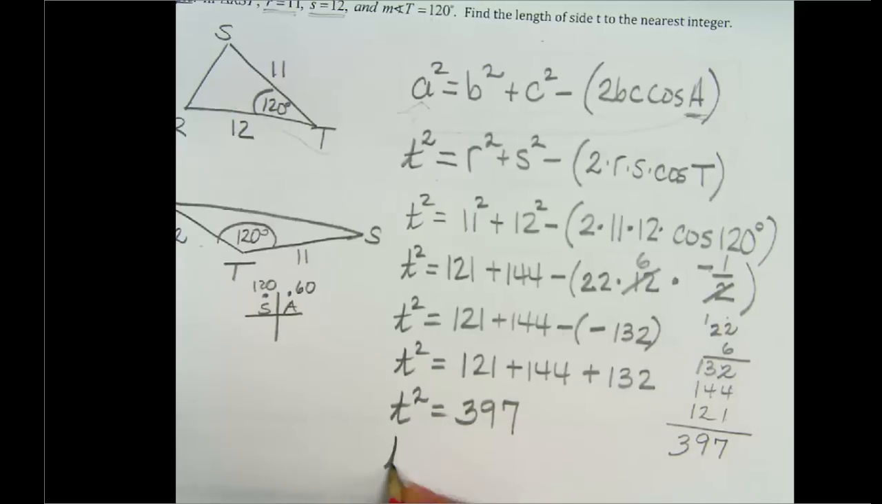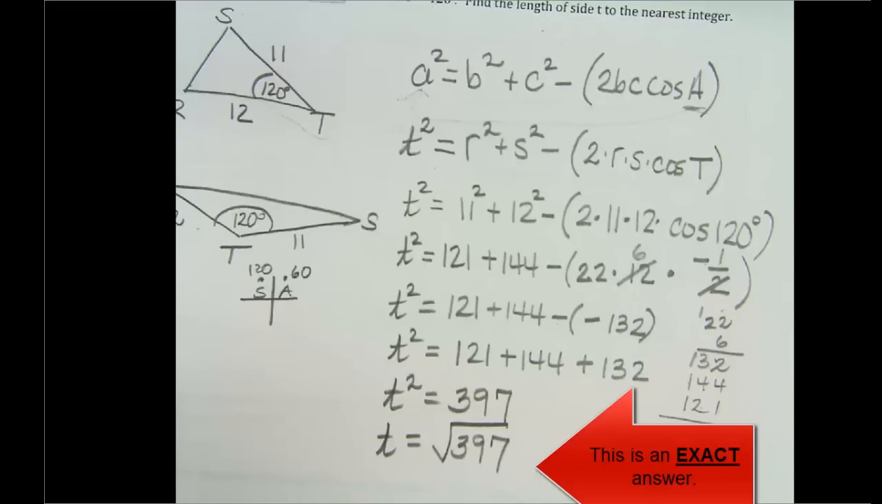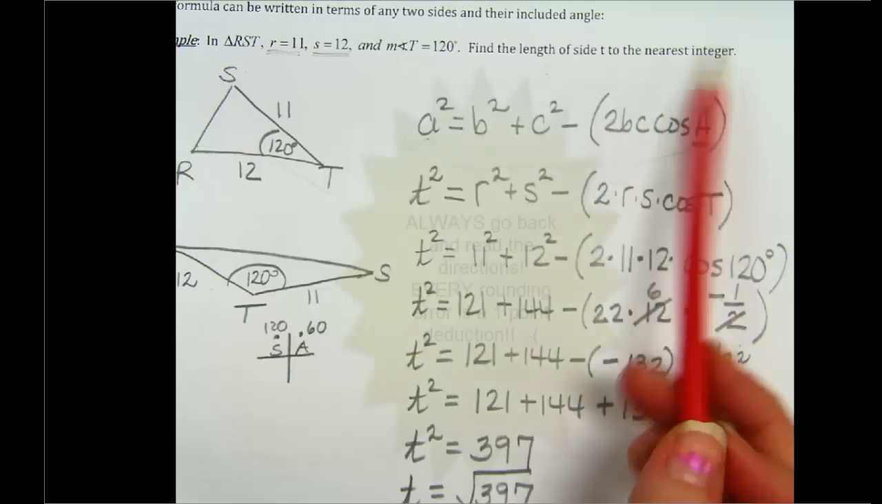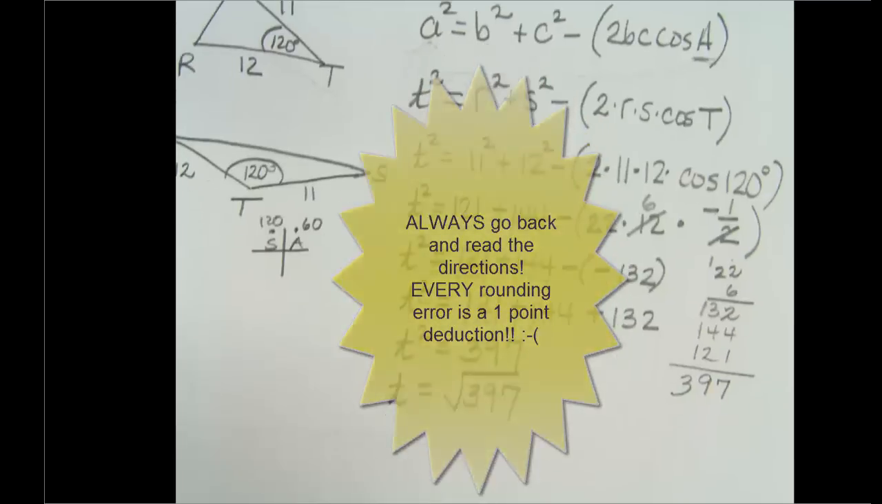I'm going to do squaring by square rooting. In this case, it's just the positive square root because it's a side length and sides can't be negative. So a non-calculator problem, boom, you'd be done. Now if we do go back and read the directions, it says find the length of side t to the nearest integer. That is a hint that you want your calculator to help you approximate that square root.